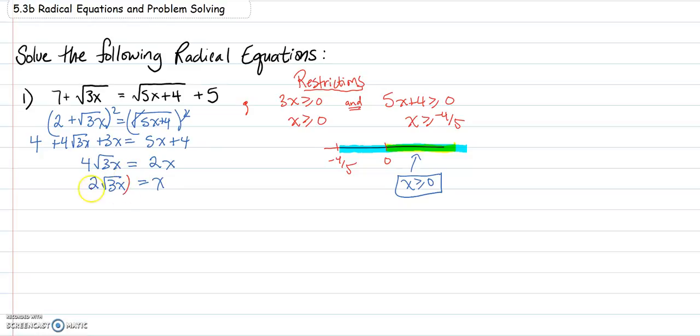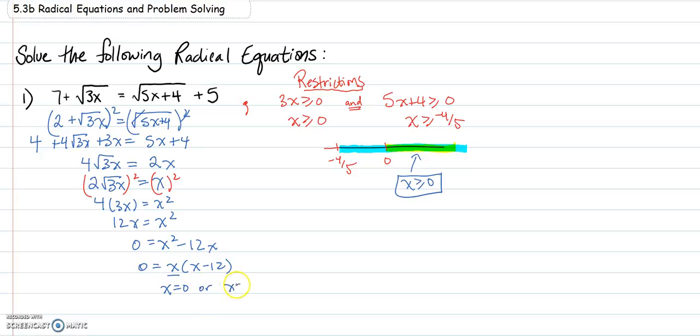So I square the left side, I square the right side, and I get 4 times 3x equals x squared. 12x equals x squared. It's a quadratic, so I set equal to 0. And it's a binomial, so it's either difference of squares or GCF. I see a GCF of x. And now, if this is 0, x is 0, then that solves my equation. Or if x is 12, I solve my equation.